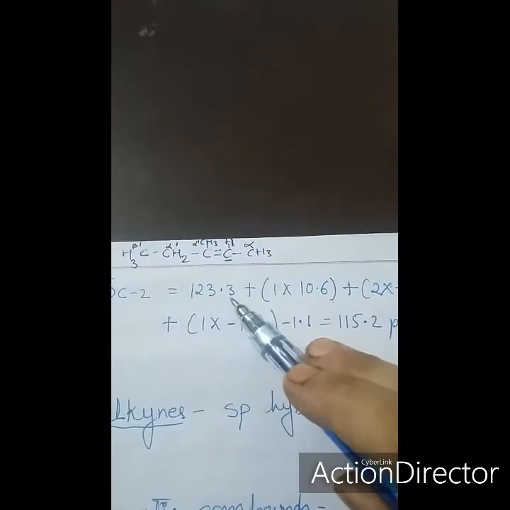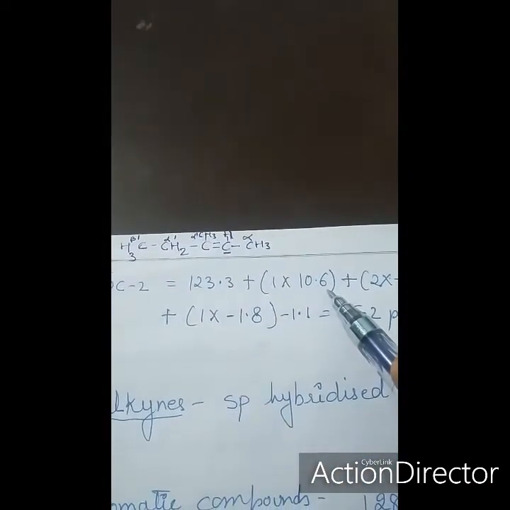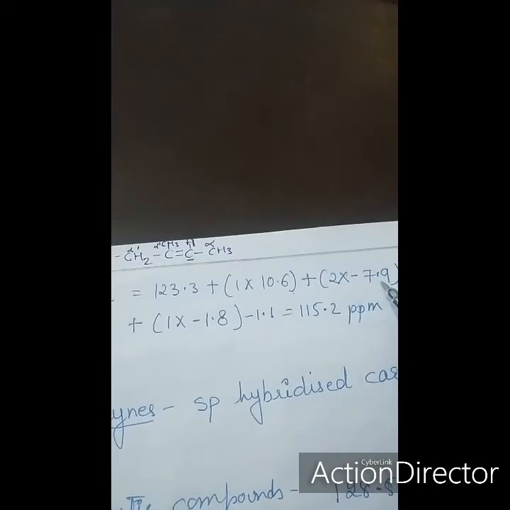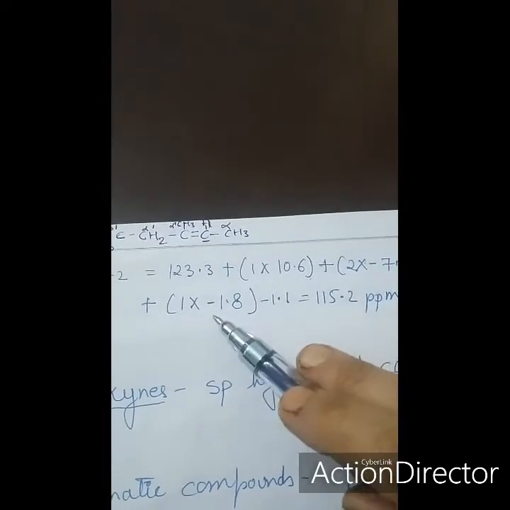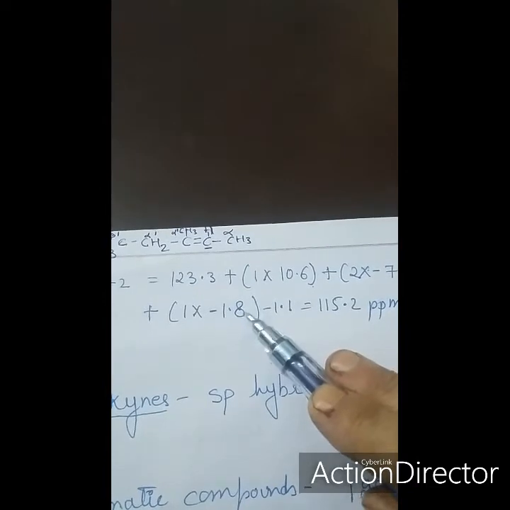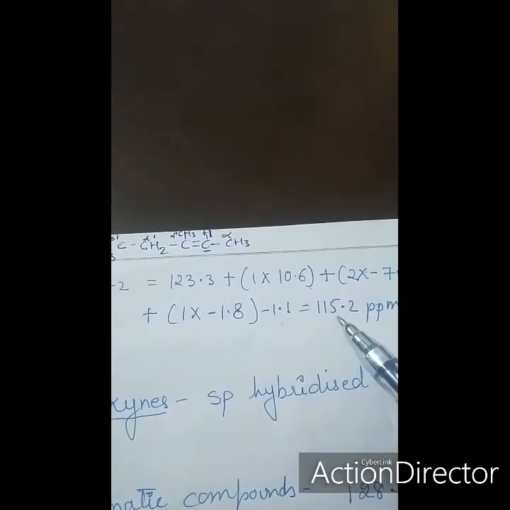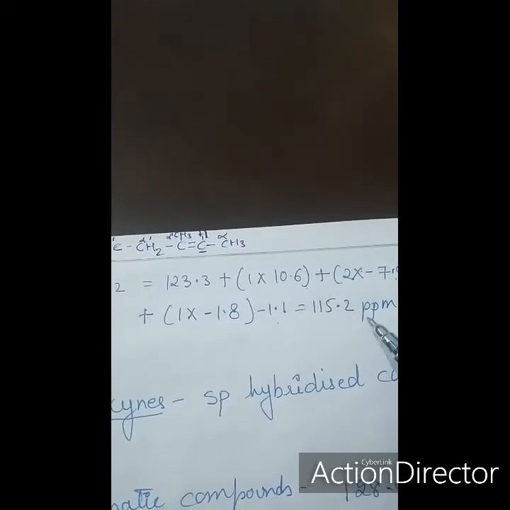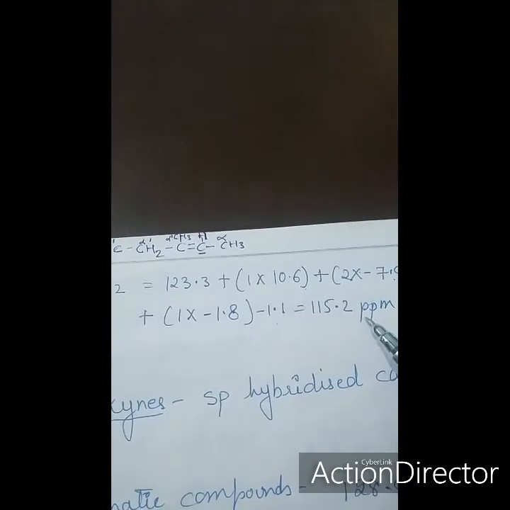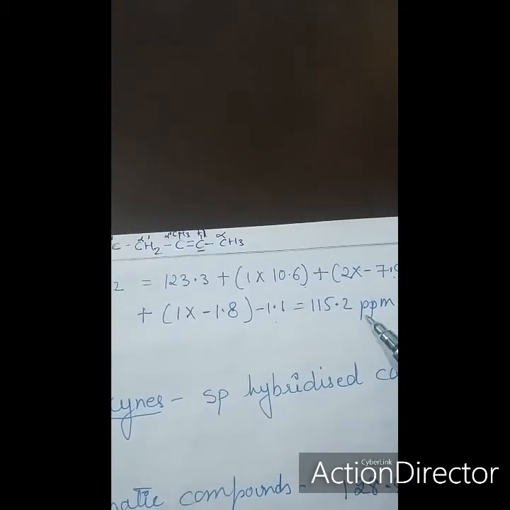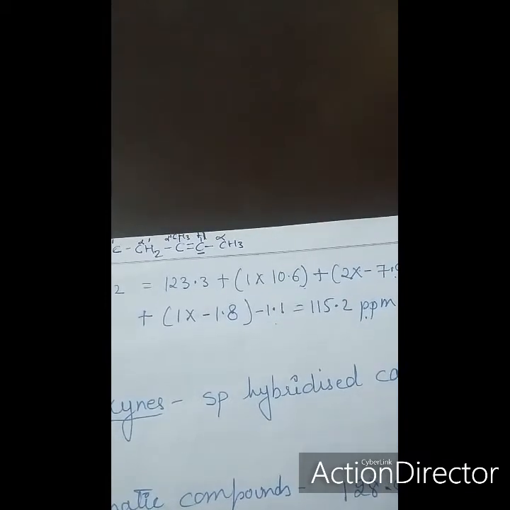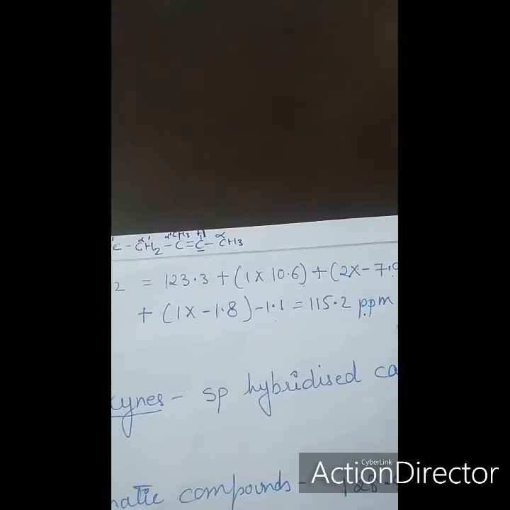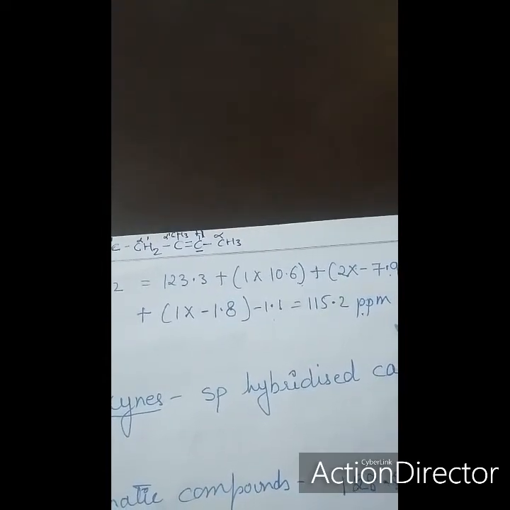It will be 123.3 plus 1 into alpha value, that is 10.6, plus 2 into alpha dash value, that is minus 7.9, and 1 into beta dash value and the cis correction, it comes to be 115.2 ppm. This is how the chemical shift value will be calculated for different carbons. So you have to see if the substituents are on the same side of the carbon whose chemical shift you are calculating, you will be taking it as alpha, beta, gamma, and if they are on the opposite side you will be taking it as alpha dash, beta dash and gamma dash.